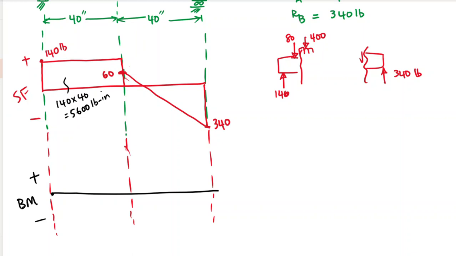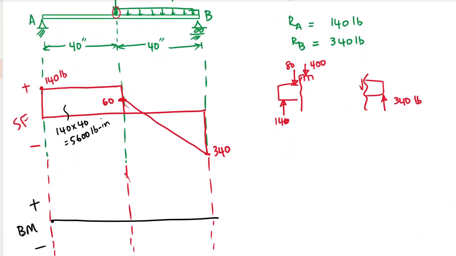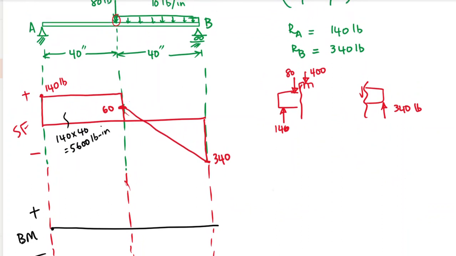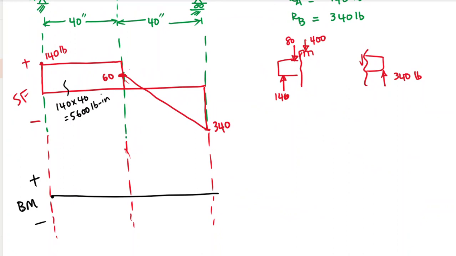So there is 0 here because look at the support, there's no moment. And then by the time you get to the midpoint of the beam, you have a 5600 pound inch bending moment. Because the shear force is rectangular, the bending moment has to be a linear variation. So this linear, we'll show it as curve, it has to be linear. I'll just write it linear. So 5600 pound inch is the bending moment here.